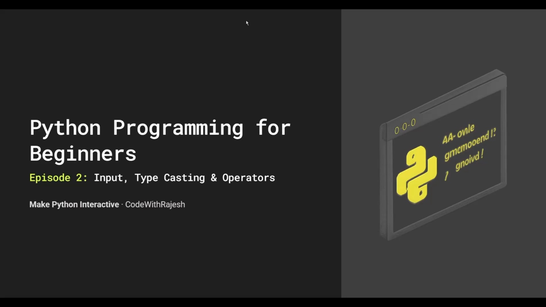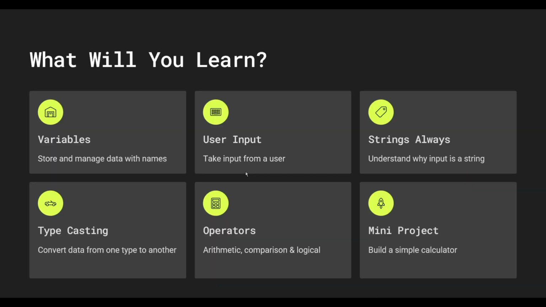Second episode of the Python Beginner series. In this video, we are going to learn first variables, then user input, then strings, type casting, and operators. At the end of this video, we will be doing a mini project, which is a calculator.